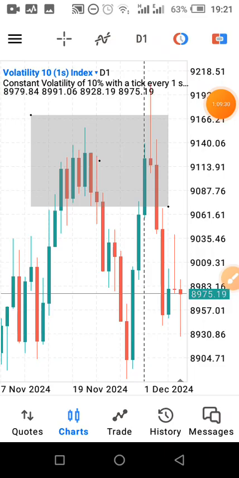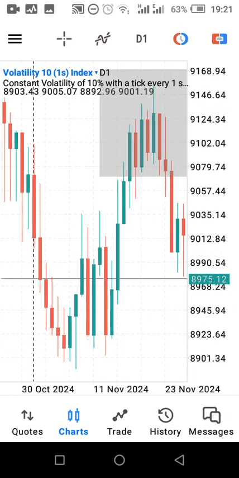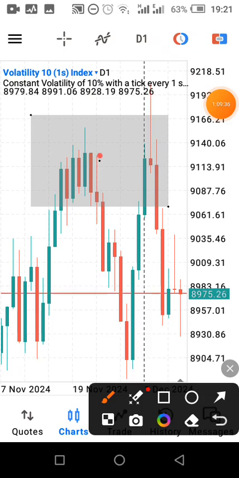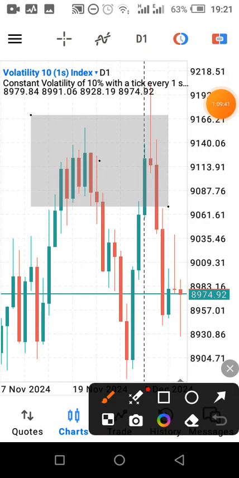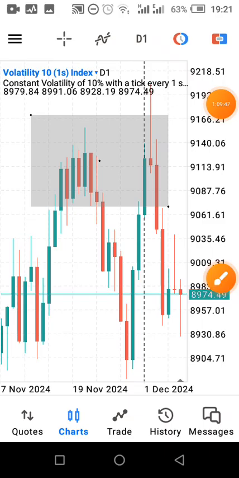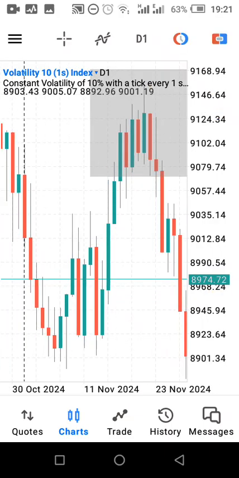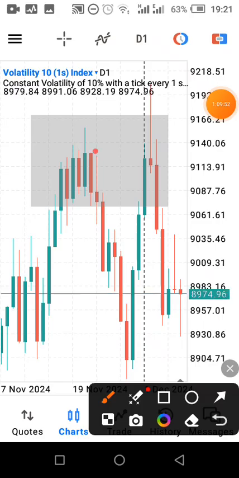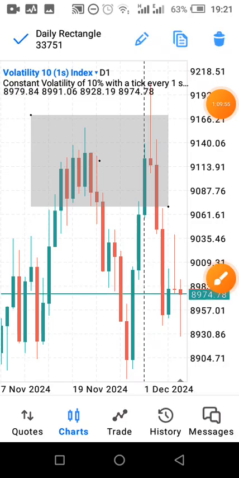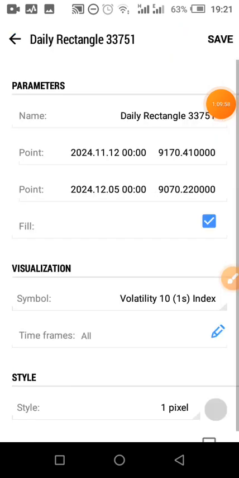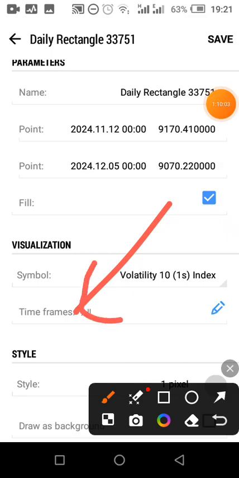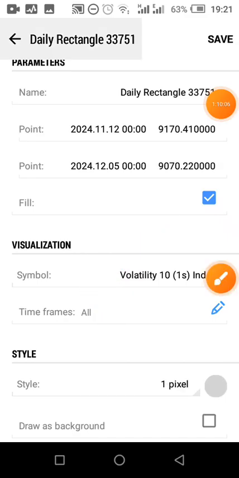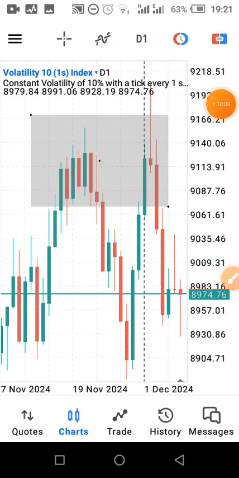If it won't appear, you just go to your settings still, long press it, go to the settings, and then make sure that it will be selected for the color to be transparent even on smaller time frames. You can see here it's written time frames all. So just in case it wouldn't have been selected there, you would just have to make sure that it will be there.